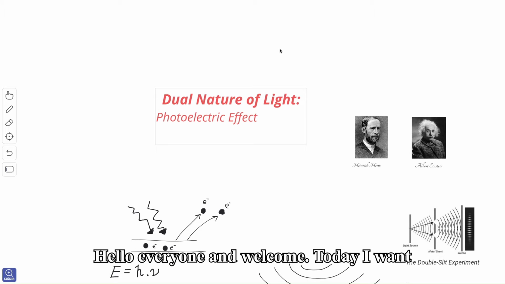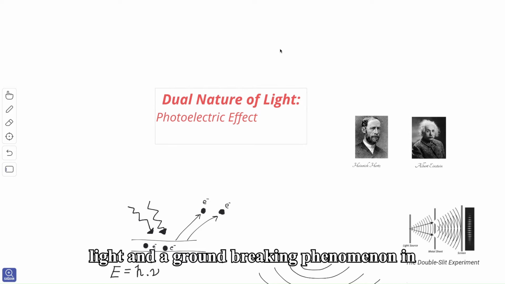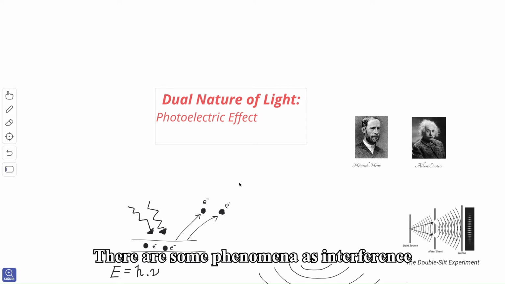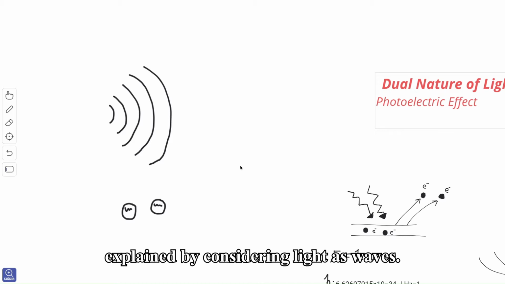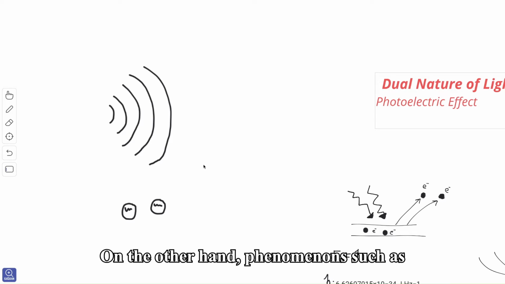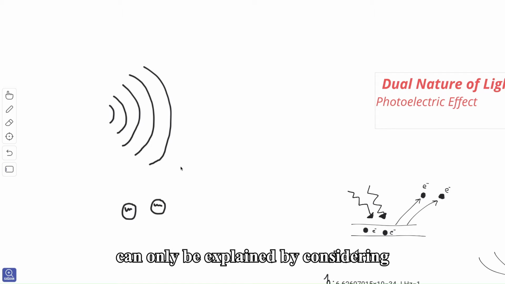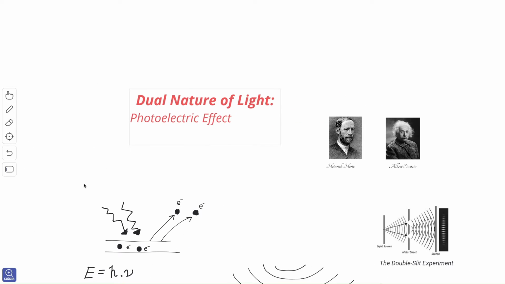Hello everyone and welcome. Today I want to talk to you about the dual nature of light and a groundbreaking phenomenon in physics, the photoelectric effect. There are some phenomena such as interference and polarization which can only be explained by considering light as waves. On the other hand, phenomena such as the photoelectric effect and Compton effect can only be explained by considering light as a particle. Today, we'll see what the photoelectric effect is.